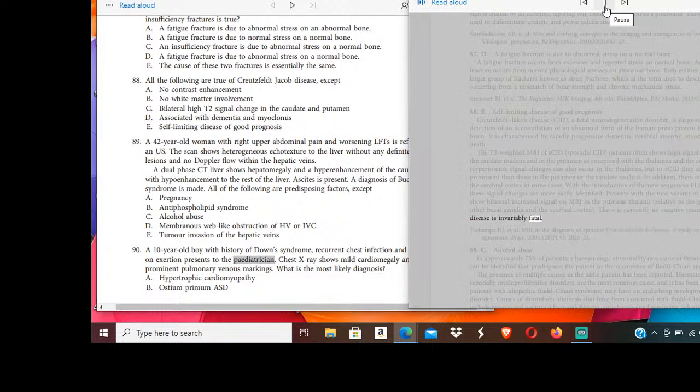Reference: Tschampa H.J., et al. MRI in the diagnosis of sporadic Creutzfeldt-Jakob disease, a study on interobserver agreement. Brain. 2005.